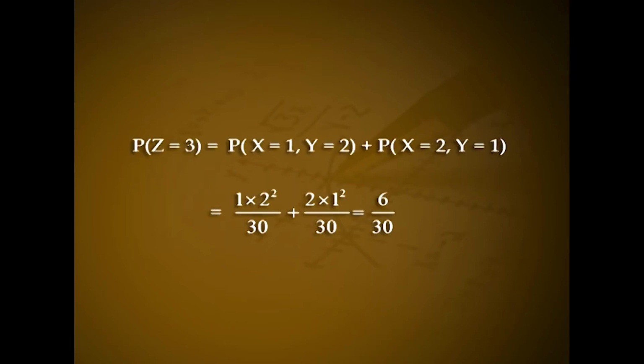P of z equal to 3, that is P of x equal to 1, y equal to 2 plus P of x equal to 2, y equal to 1, that is 1 into 2 square by 30 plus 2 into 1 square by 30, that is 6 divided by 30.